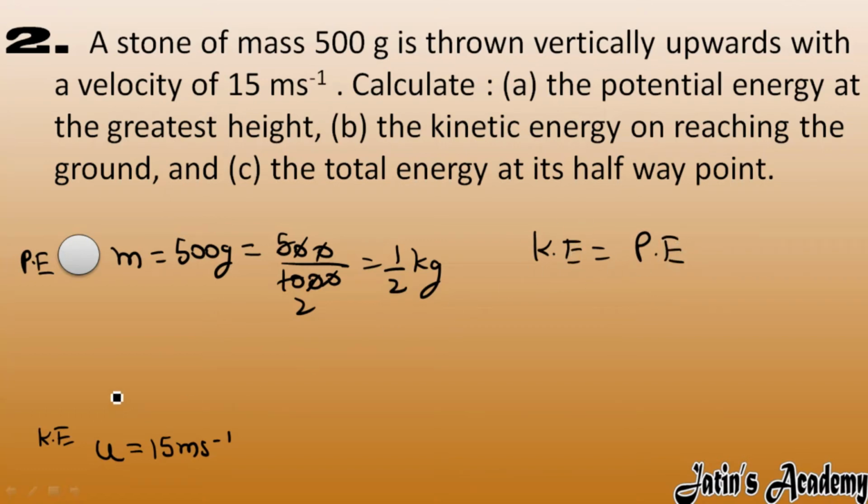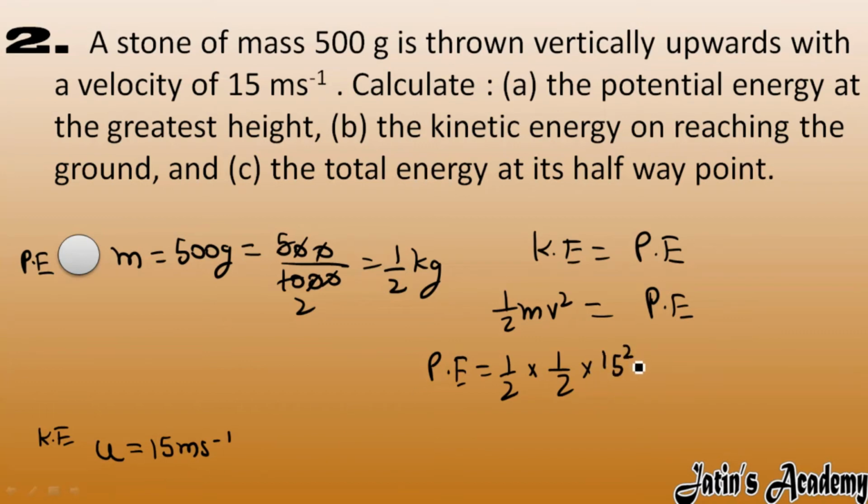Kinetic energy at the lowest point we have half mv square. Here we have to take the initial velocity, which is 15 meter per second. So this is equal to the potential energy at the greatest height. Mass we have 1 by 2 and velocity 15 square, so this becomes 1 by 4 into 15 into 15. When you solve it, the potential energy value you will get is 56.25 joule. So the potential energy at the greatest height is 56.25 joule.